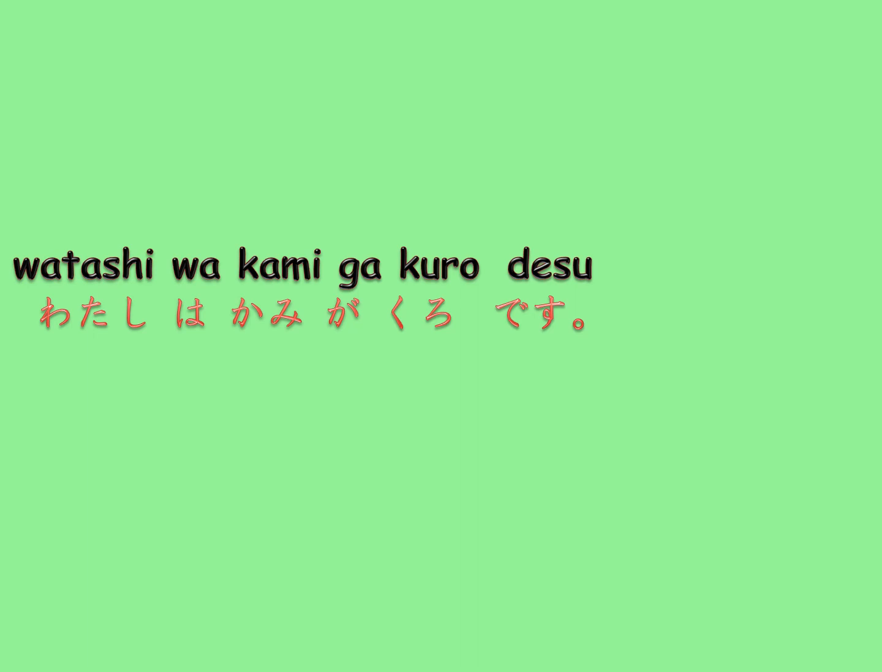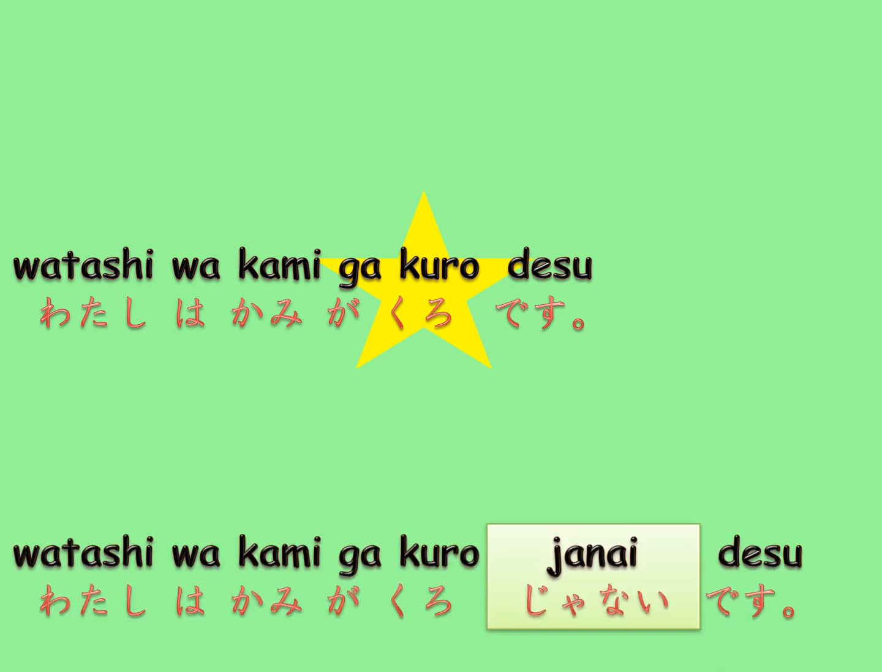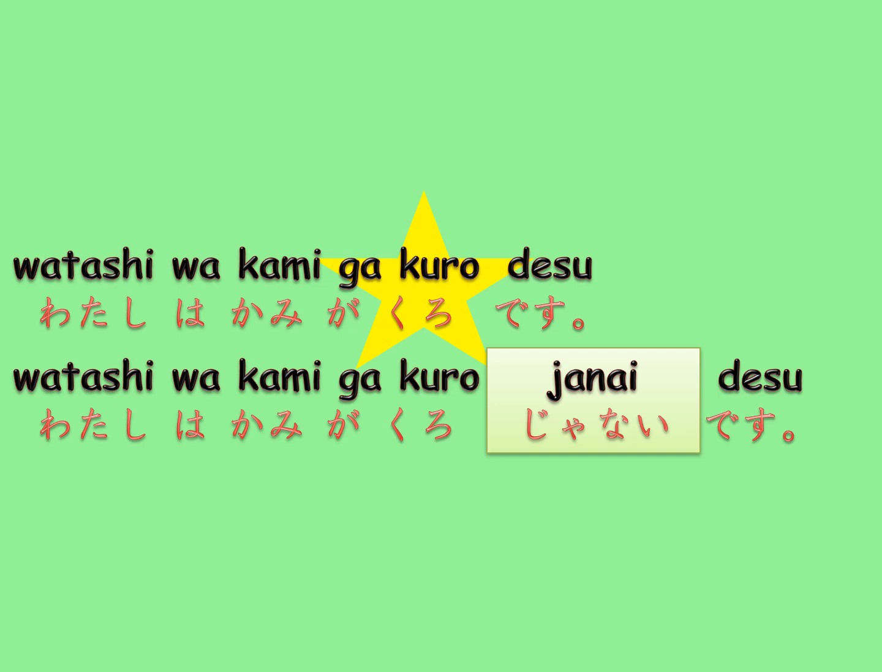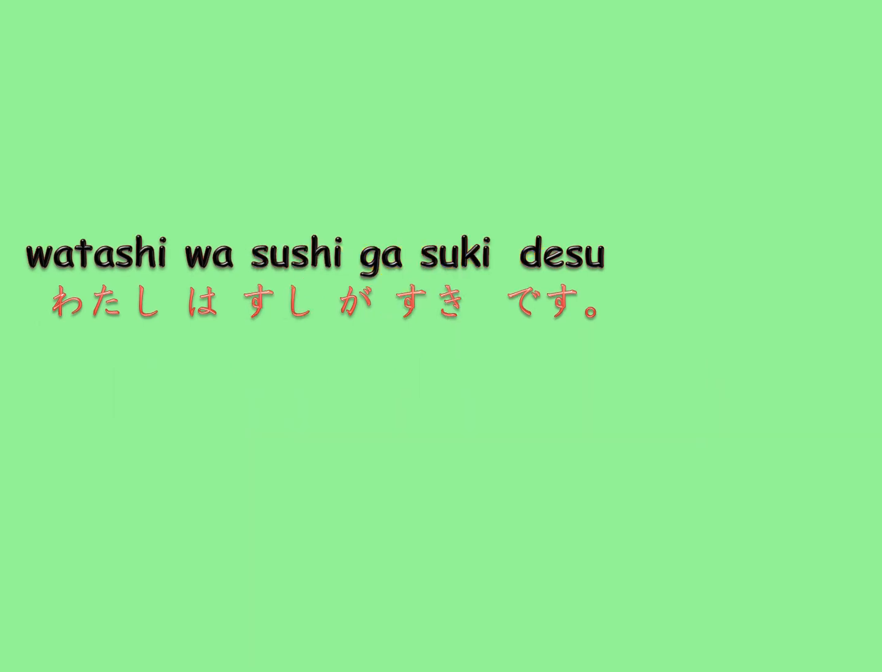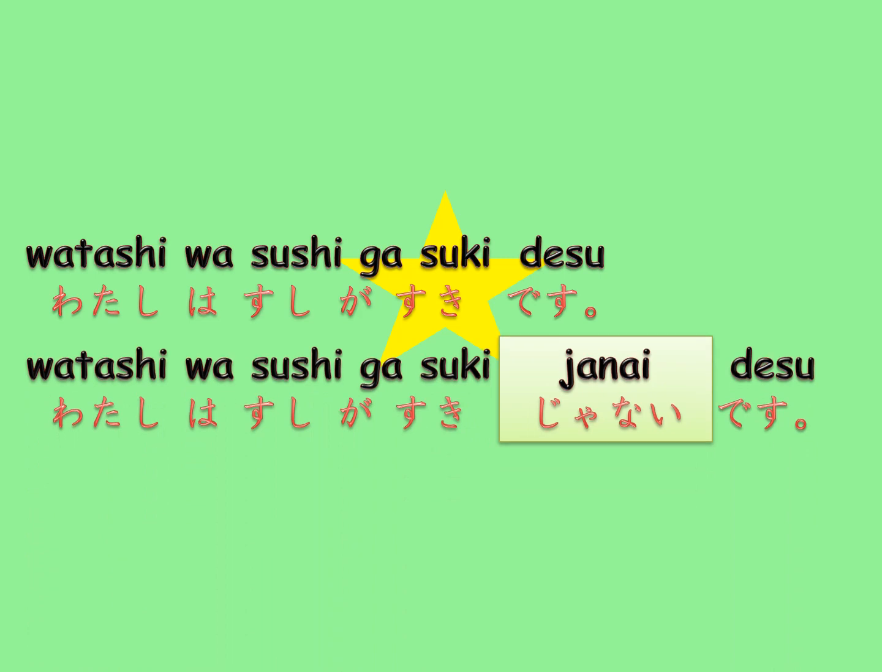If the original sentence is 私は髪が黒です. I have black hair. Then, because the word 黒 is again a noun, you can add じゃない and say 私は髪が黒じゃないです. And it now means I don't have black hair. In case of a sentence, 私は寿司が好きです. I like sushi. The word 好き is a na adjective. So again, you can add じゃない in front of this to make it mean I don't like sushi.